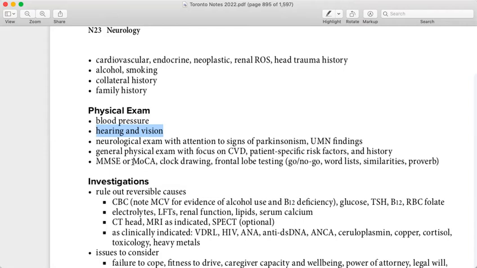MoCA. As I said, MoCA is very commonly used because it's very easy. You can ask a few questions and then you can assess on the basis of that. MMSE is a whole thorough testing you need to do. Otherwise, if they ask for sensitivity, then MMSE is more sensitive. Then clock drawing, frontal lobe testing, go/no-go, word testing, similarities, and then proverbs.